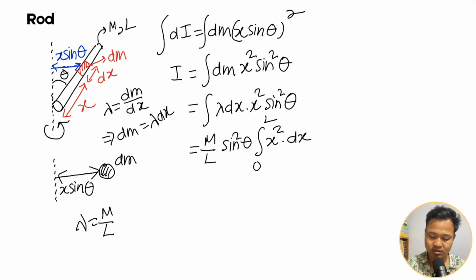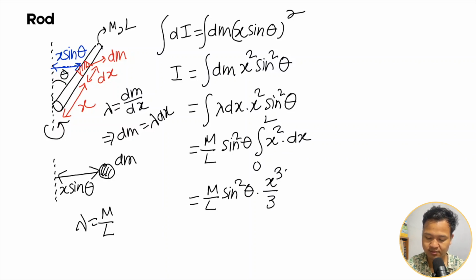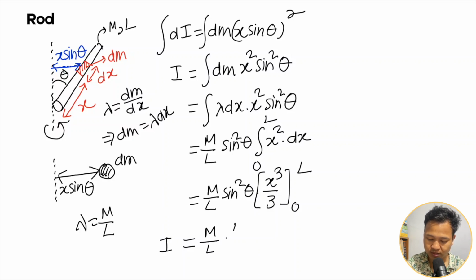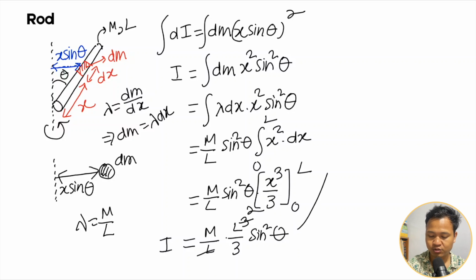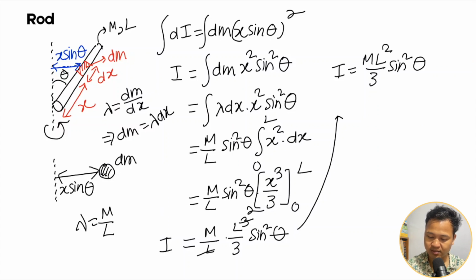So therefore what do you have here? M by l, sine square theta into x cube by 3, from 0 to l. Putting in the values, finally the moment of inertia is m by l into l cube divided by 3 into sine square theta. The l cancels with l, giving l square. So therefore I is equal to ml square by 3 sine square theta. This is the result.